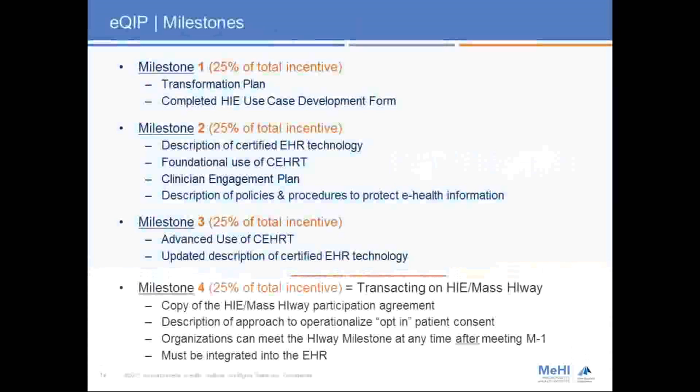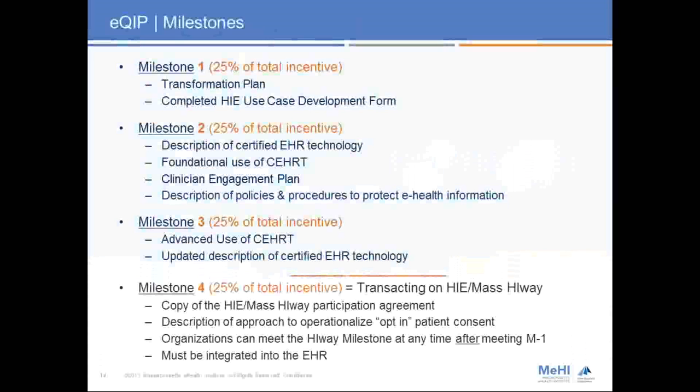We will not be going into detail about the eQIP milestones in this presentation. Please review the previous webinars on our website for additional detail. In general, the requirements for each milestone are as follows. Milestone 1: submission of a transformation plan that has been approved by MIHI and completion of a highway use case development form.